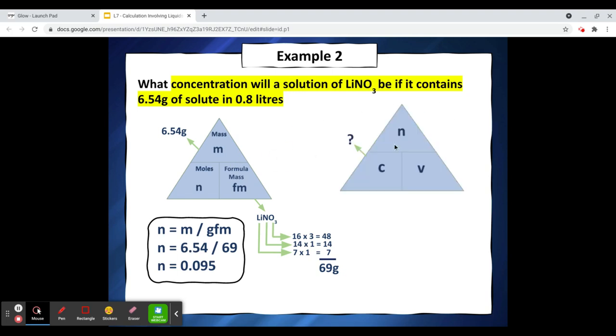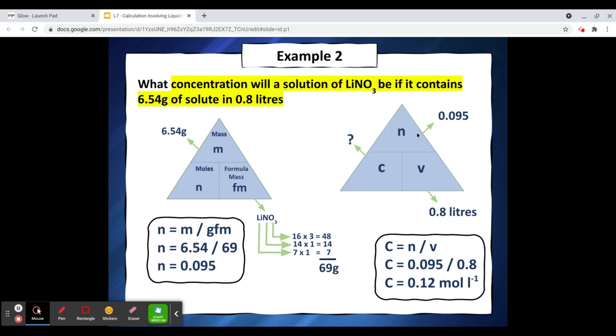We can then use N for the next triangle, our chips need vinegar triangle, and calculate concentration. If we know the volume, which we do, it tells us in the question that is 0.8 litres. So concentration equals number of moles divided by volume, which is 0.095 divided by 0.8, and that gives us a concentration of 0.12 moles per litre.